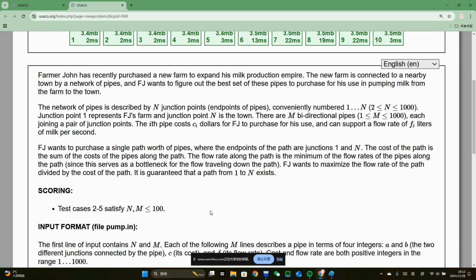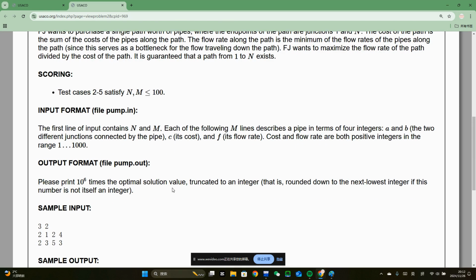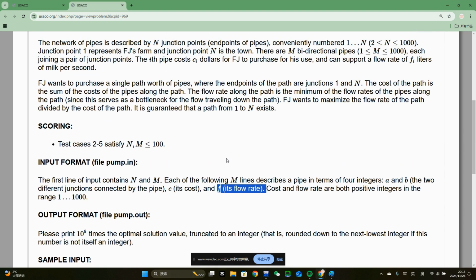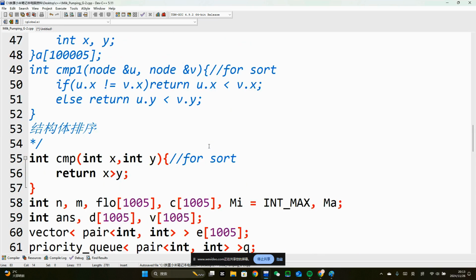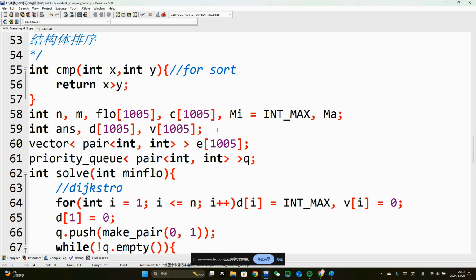You basically enumerate a number from the minimum flow rate given from all these pipes to the maximum flow rate given for all these pipes, and then for that flow rate you enumerated, you define that as the minimum flow rate that can possibly occur on this path from 1 to N, and then you run the shortest path algorithm while not using any of the pipes that have a flow rate of less than this minimum that we just enumerated. So here's my implementation of this algorithm.